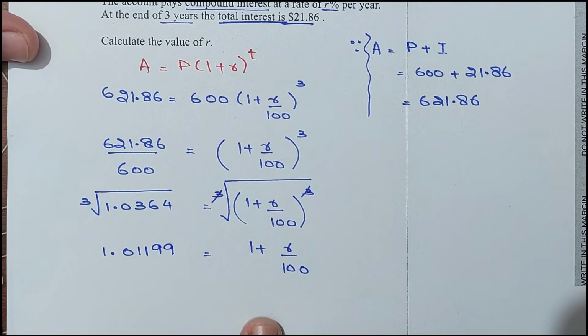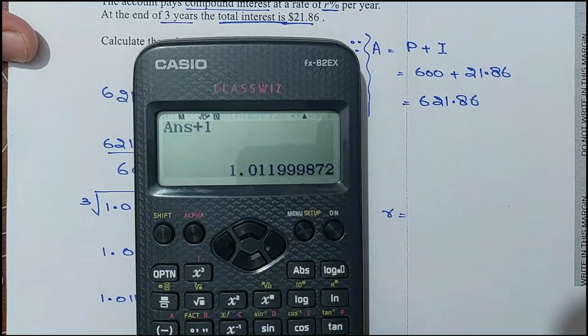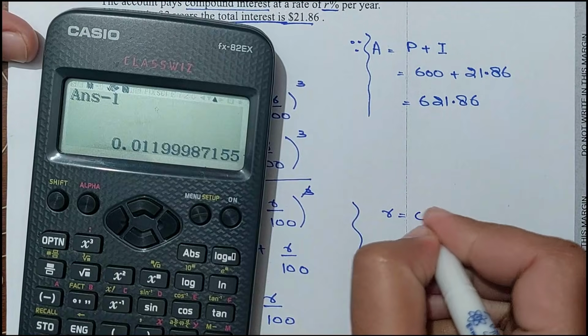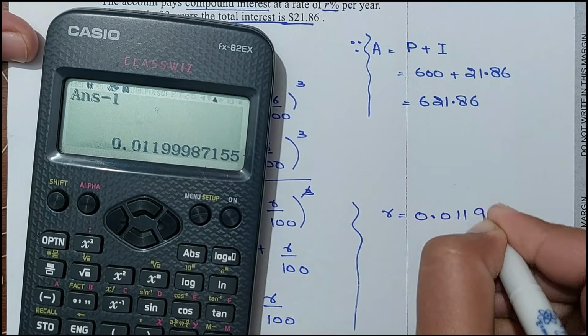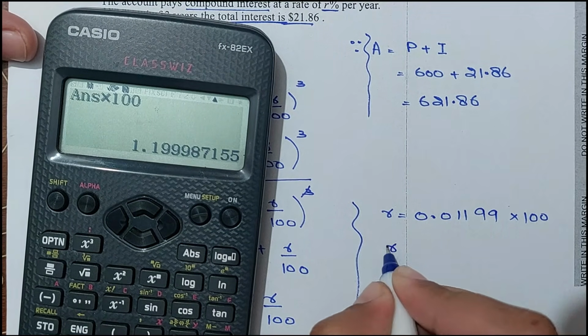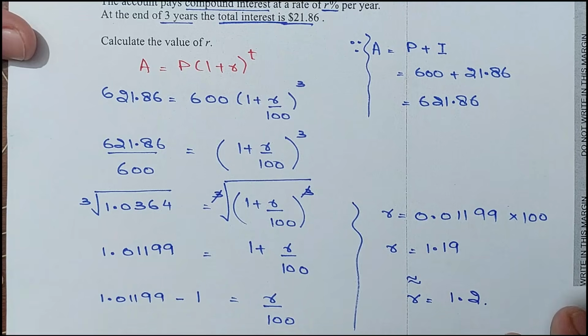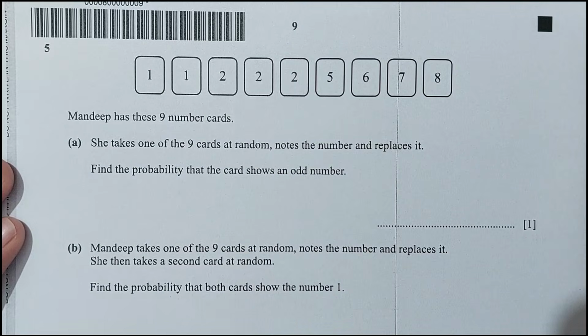So now we have to subtract 1: 1.01199 minus 1 would be R over 100. So what is R? Okay, so you subtract 1, which gives 0.01199. You have to multiply by 100. This is 1.19. R is 1.19, or if I round it, R would be equal to 1.2. Interest rate is 1.2%.